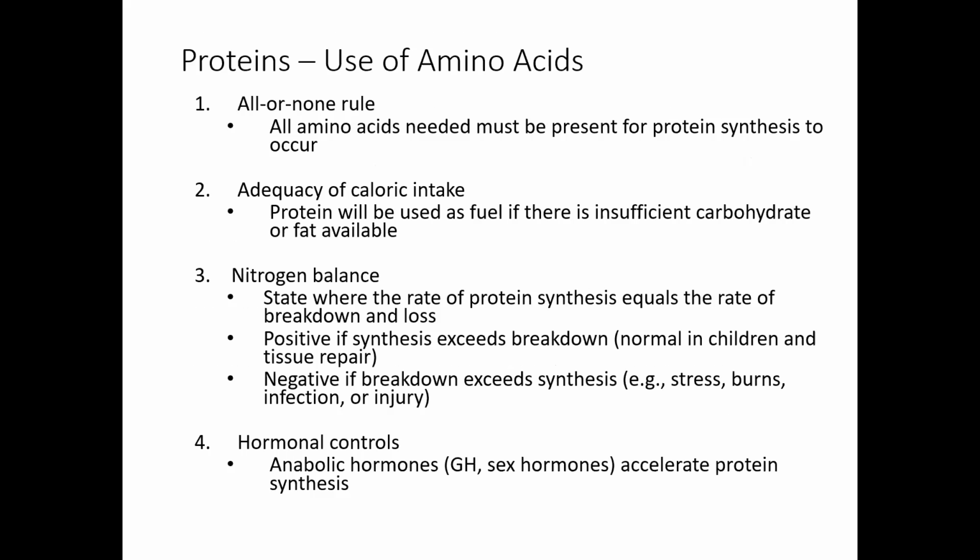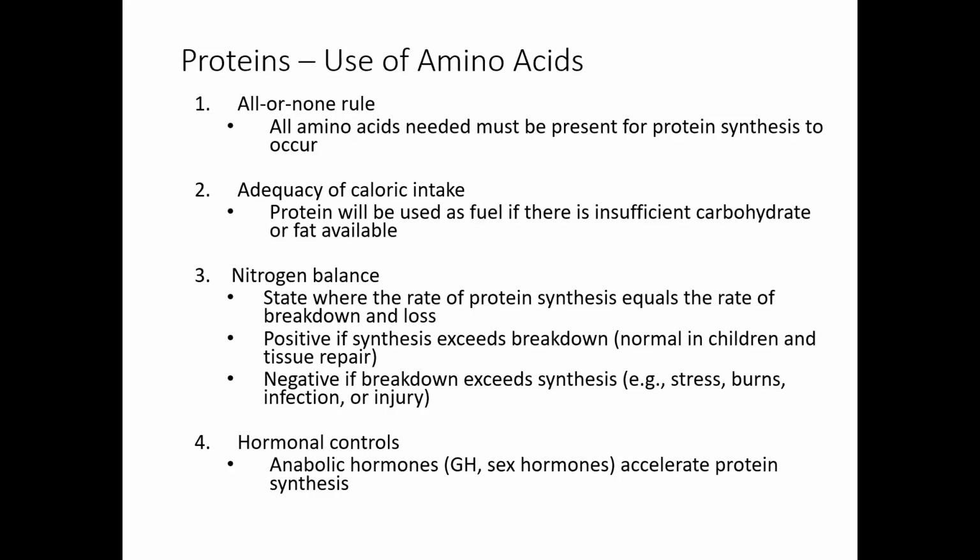Now, proteins are our source of amino acids. Our bodies can't make all 20 amino acids. We have to get a certain amount from our diet. There is what we call the all or none rule for protein synthesis. All amino acids have to be present for protein synthesis to take place. This is the requirement. That's why these complete proteins are necessary to us. Otherwise, we don't make protein.